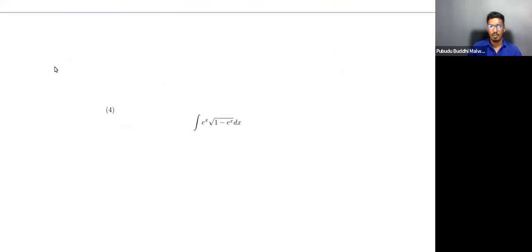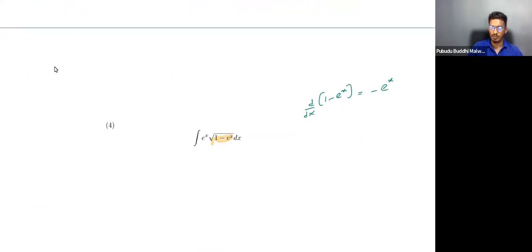So you can try this problem also. Again, focus on the inner function. I think this is the inner function. So differentiate that. Then the derivative of 1 minus exponential x equals minus exponential x. So minus 1 is not a problem. We can create that always. So we have that. Therefore, I think you can complete this.